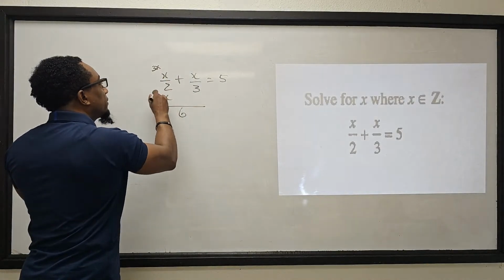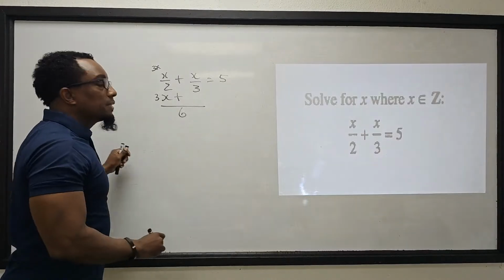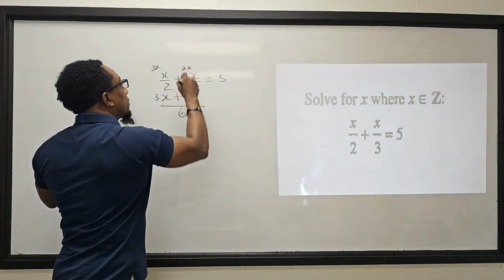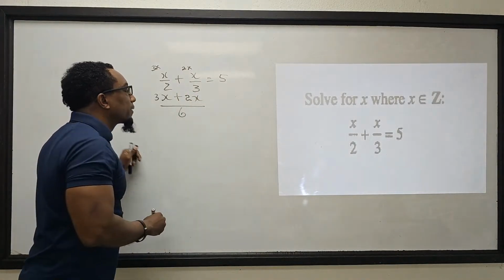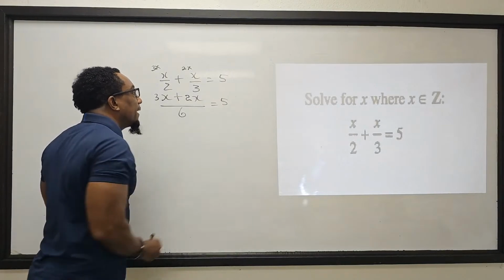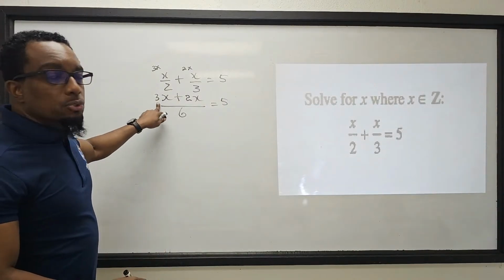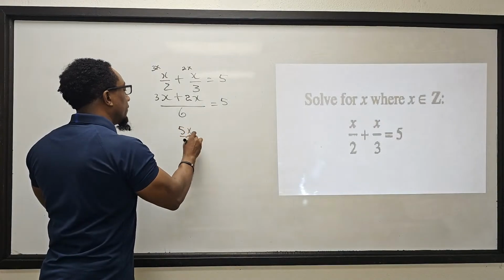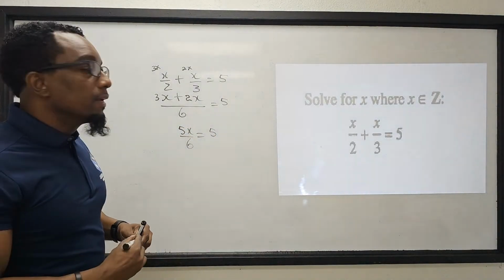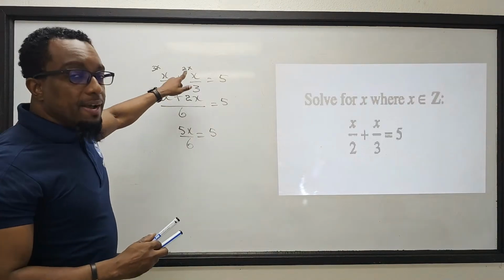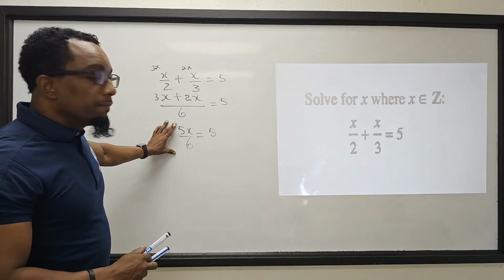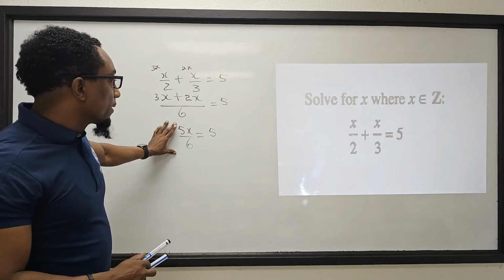3 by x will be 3x. Bring down the addition sign. 3 into 6 is 2. 2 by x will give us 2x. Of course, I'm going to maintain my equal to 5. 3x plus 2x will give me 5x over 6 is equal to 5. So this is me simplifying what I have on the left to 5x over 6.